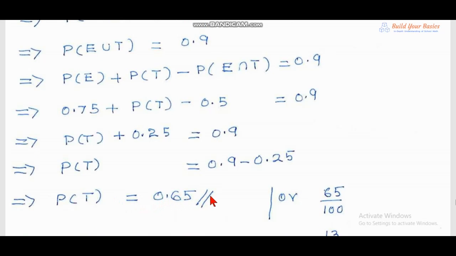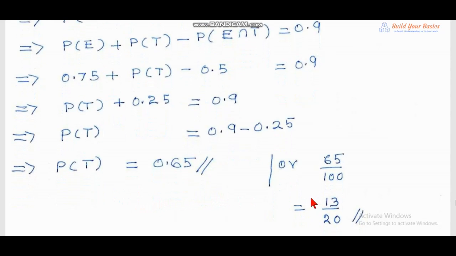That's all. Of course 0.65 can be given as a fraction, 65 by 100, that is 13 by 20. So the probability of the student passing in the Tamil examination is 0.65, in other words 13 by 20. That's all.